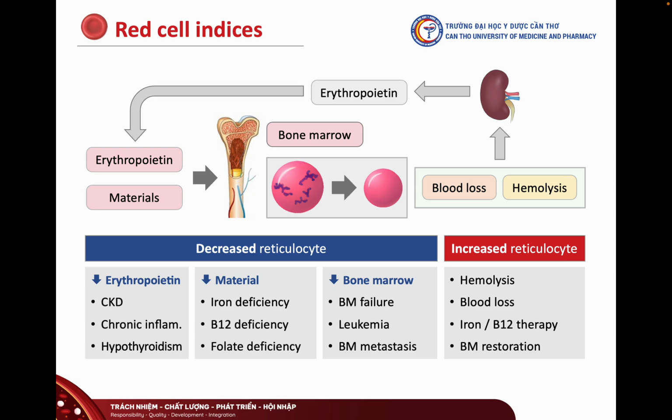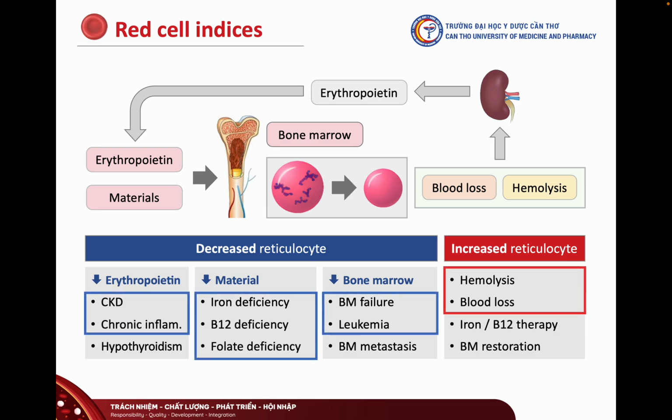And what causes a decrease in the reticulocyte count? Erythropoietin deficiency, like in chronic kidney disease; nutritional deficiencies, such as iron, B12, and folate deficiencies; or bone marrow failure due to aplastic anemia, leukemia, and metastasis. In summary, when you see a macrocytic anemia beyond the B12 and folate causes, you should check the reticulocyte count. It can point you toward a very different mechanism.